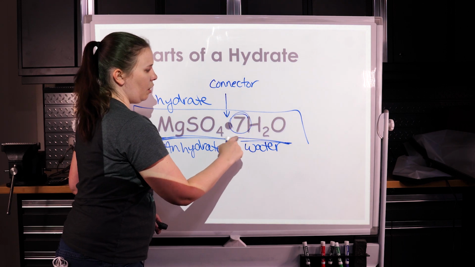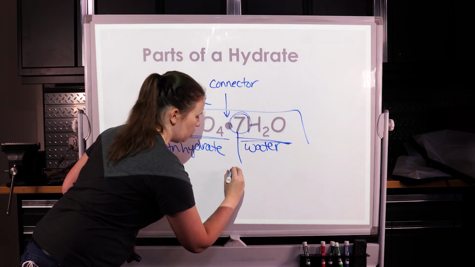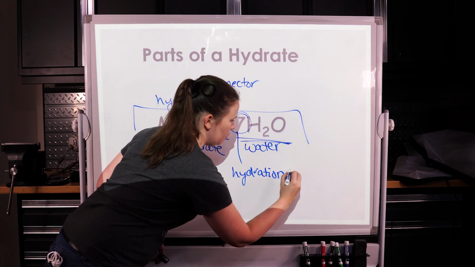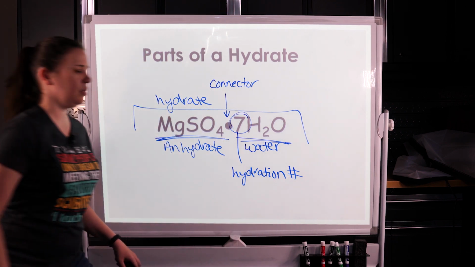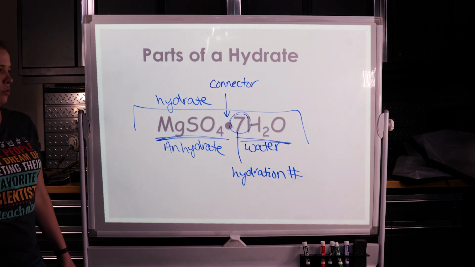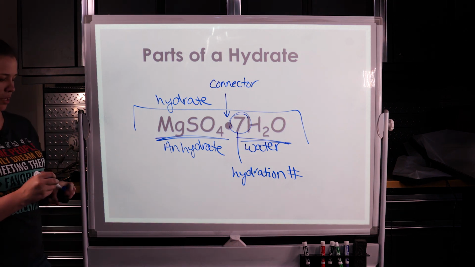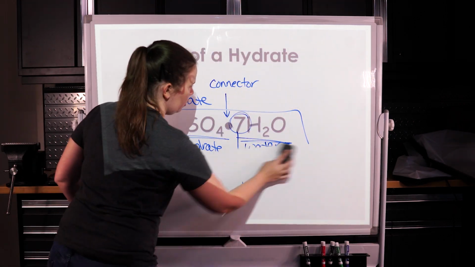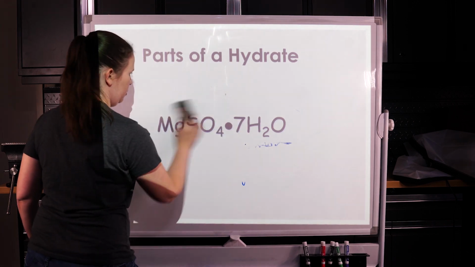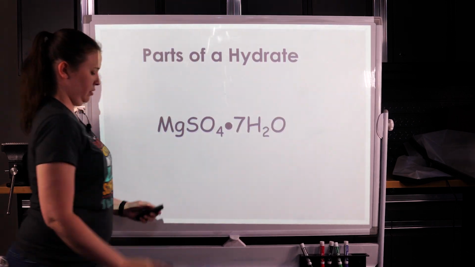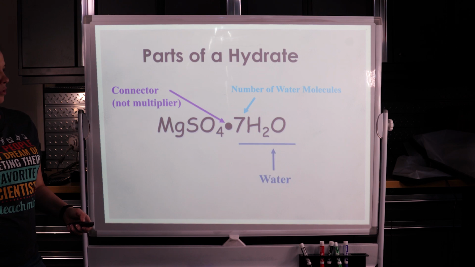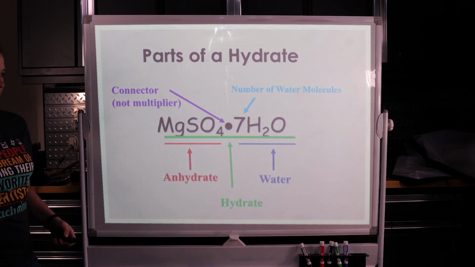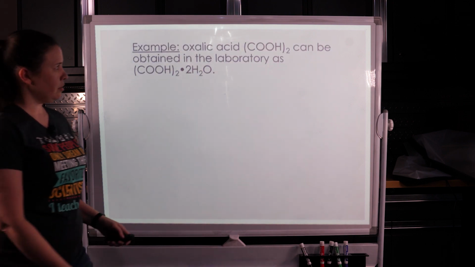This number on the water molecule is known as the hydration number. And it's what's going to be our purpose of the lab, to determine the hydration number for a hydrate. So it shows how many water molecules are attached. Certain formulas come with set numbers of water molecules. All right, so there's your parts of a hydrate. Connector, water molecules with a count on them, and then our anhydrate over here, with the entire thing being called the hydrate.